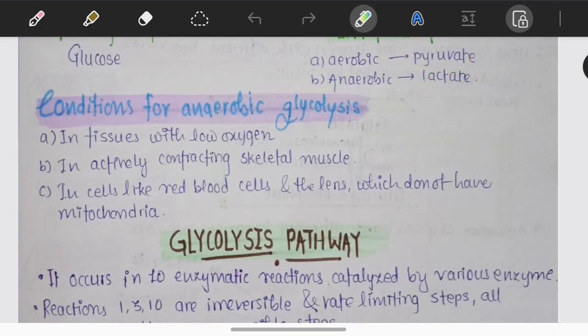Next we will see the conditions for anaerobic glycolysis: in tissues with low oxygen, in actively contracting skeletal muscles, and in cells like red blood cells, which do not have mitochondria.